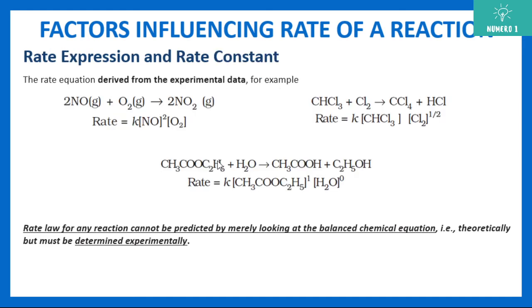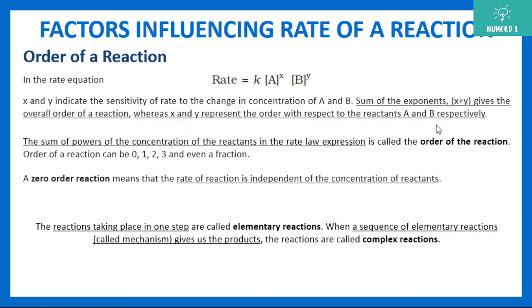Like in the previous case we saw there was a half, Cl raised to half. So if I talk about the overall order of this reaction, it will be 1 plus 0.5, so that is 1.5. Next is a zero order reaction. Let's discuss this one, zero. So zero order reaction means x plus y is 0. So overall there is no concentration term. That means the rate of reaction is independent of the concentration of reactants. So rate is equal to k.